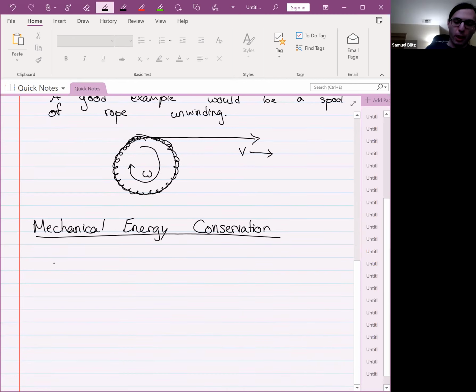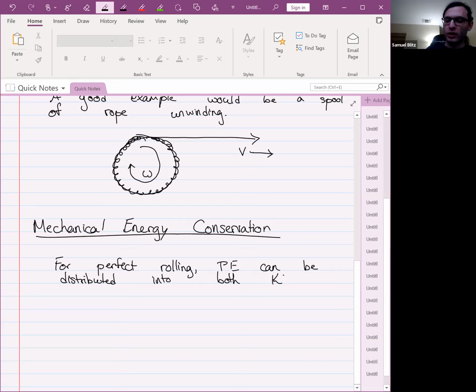So for perfect rolling, we have to realize potential energy can be distributed into more than just translational kinetic energy. It can be distributed into both translational kinetic energy and rotational kinetic energy. Whereas before, when we just had an object falling or sliding and it wasn't rotating, the only place the potential energy could go would be to the translational kinetic energy. Now we have two possible places that it could go, so it's going to distribute itself in both.